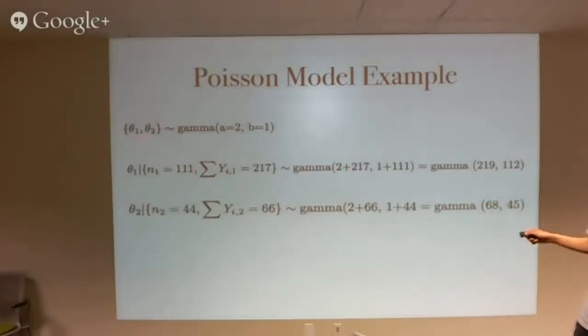Then we just assume that theta 1 and theta 2 have the same gamma distribution. The parameters a is equal to 2 and b is equal to 1, right? And then we got the posterior distribution: theta 1 given the data has the gamma distribution with a equal to 219 and b equal to 112. And theta 2 given the data has the gamma distribution with parameters a equal to 68 and b equal to 45, right?